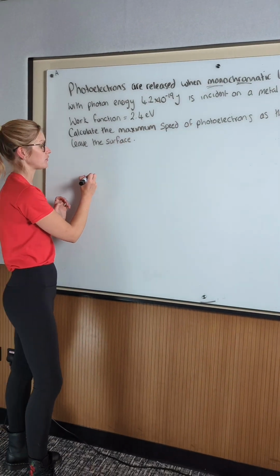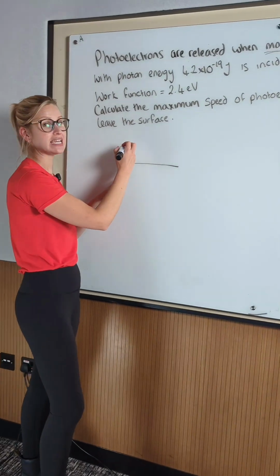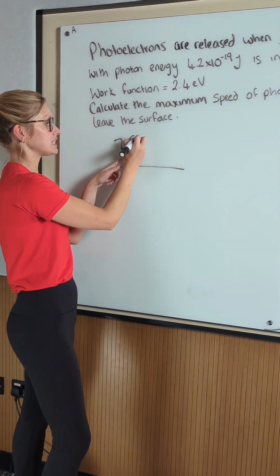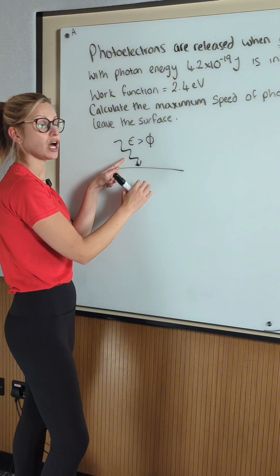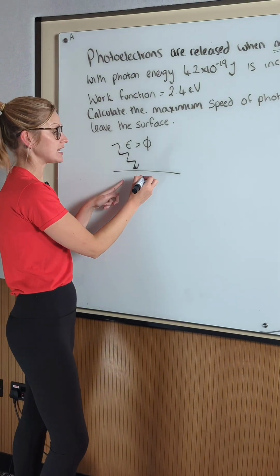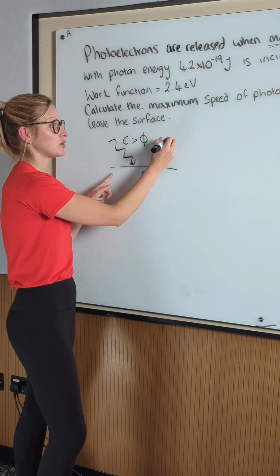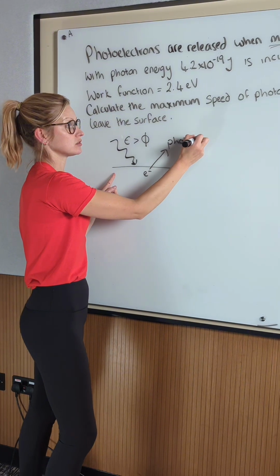So just a reminder, if I've got the surface of metal, I've got light hitting that surface of the metal. If the energy of that light is greater than the work function of the metal, I will get electrons in the surface of the metal to be released, and then that's when they're called photoelectrons.